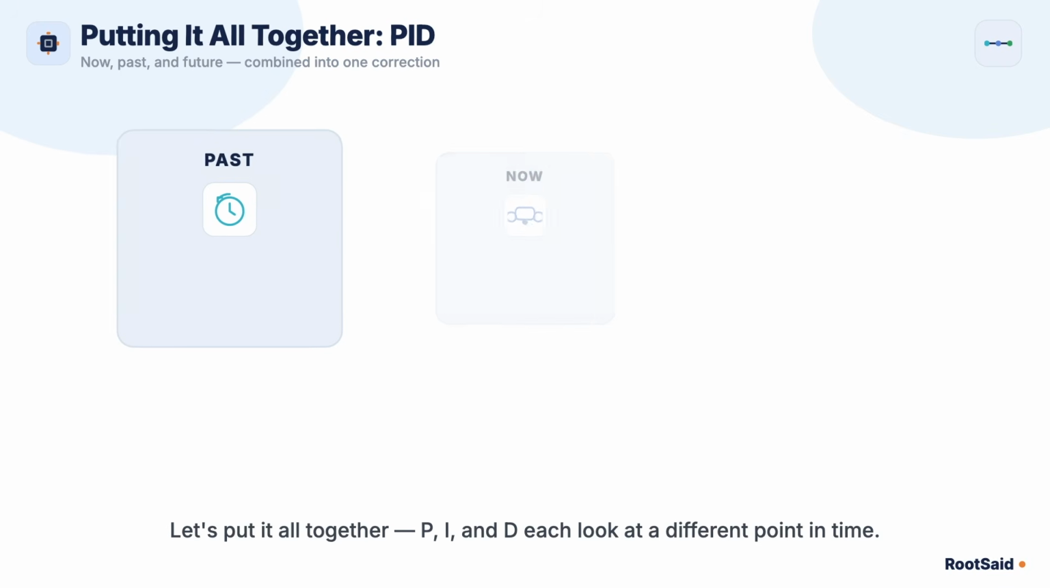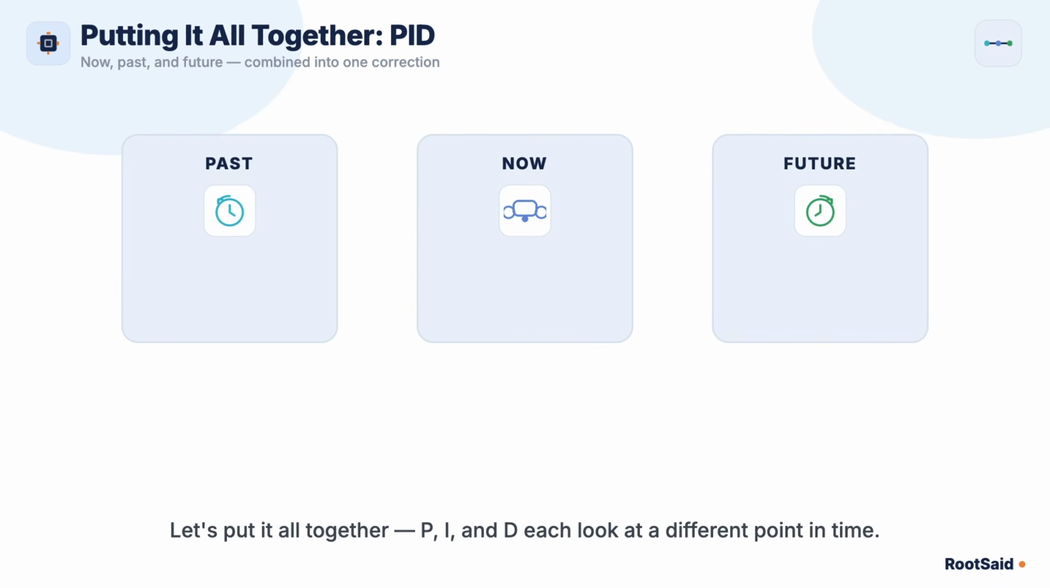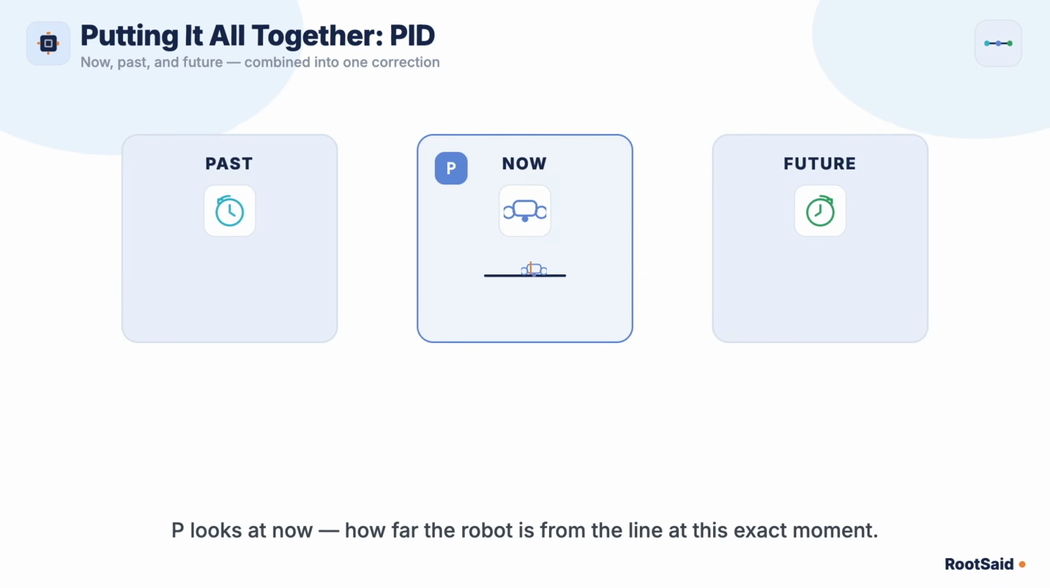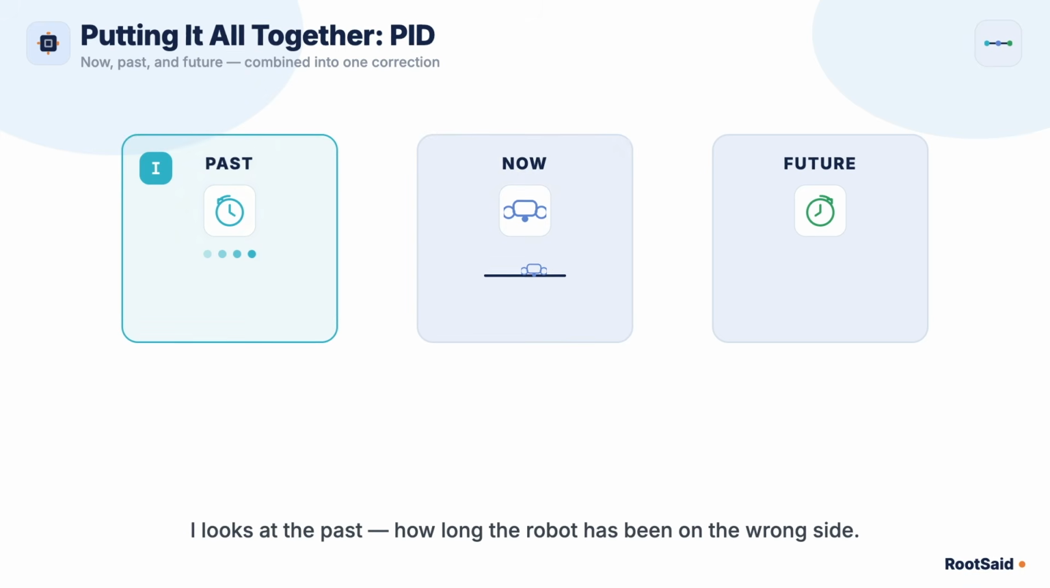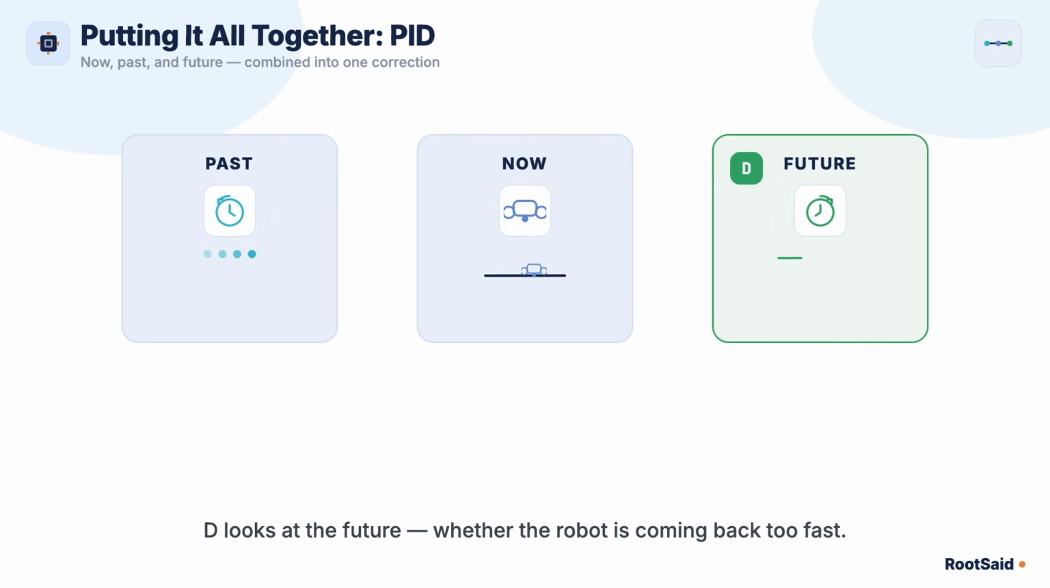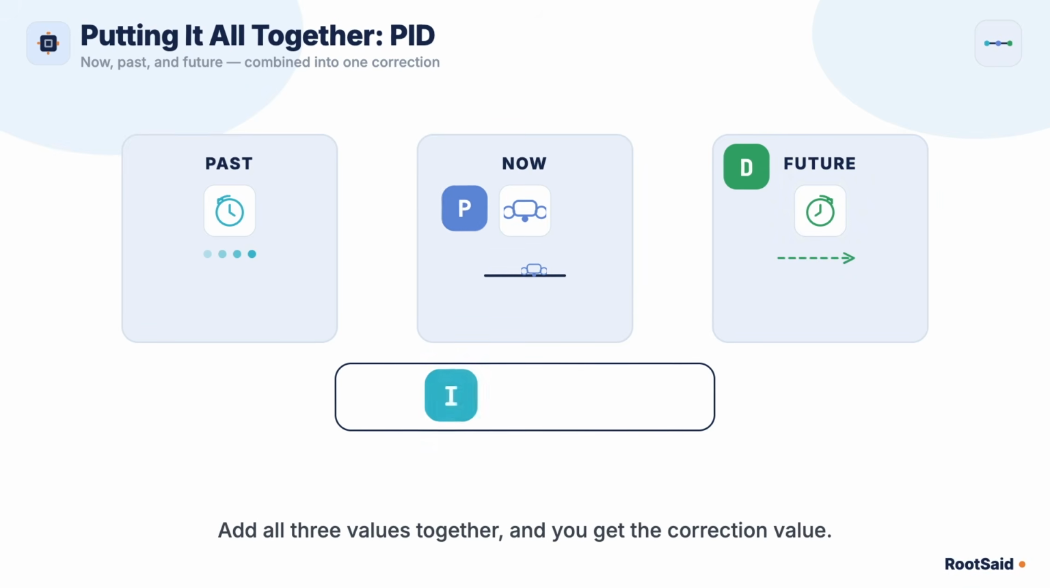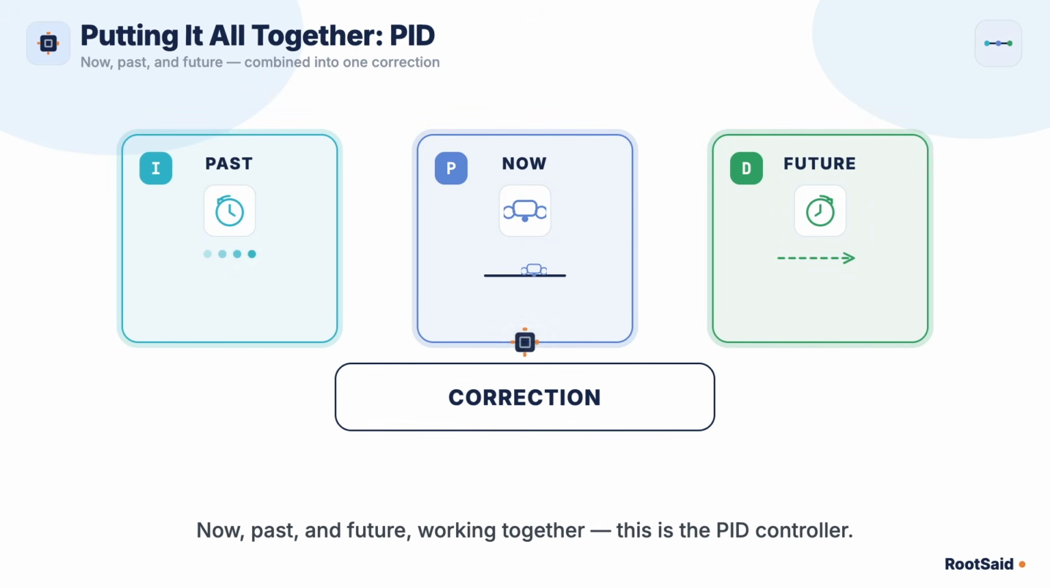So now let's put it all together. P looks at now, or how far the robot is from the line at the moment. I looks at the past, how long the robot has been on the wrong side. And D looks at the future, if the robot is coming back too fast. And if we add all these values together, we will get the correction value. So this is basically the PID controller.